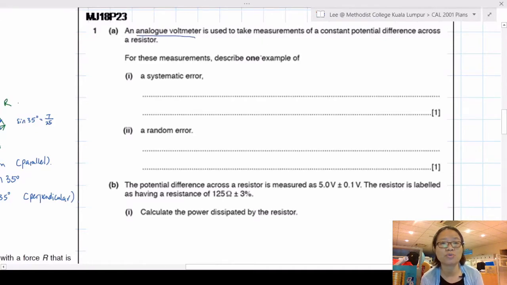Okay, let's look at this new question. You now have an analog voltmeter, and we use it to measure potential difference across the resistor. So describe one example of systematic error.